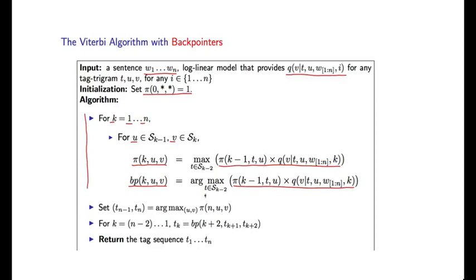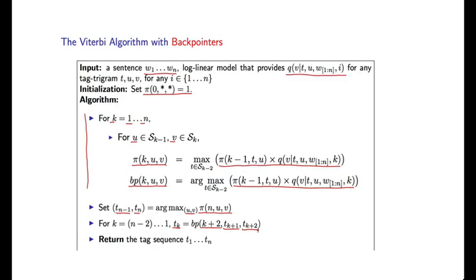Once I've completed these steps, I can then find the highest scoring tag sequence by following the back pointers backwards through the sequence. So I firstly set t_{n-1} and t_n to be the (u, v) pair that maximizes pi_n(u, v). And then I work backwards through the sequence from position n-2 down to 1, at each point saying the kth tag is equal to the back pointer for position k+2 with t_{k+1} and t_{k+2}.